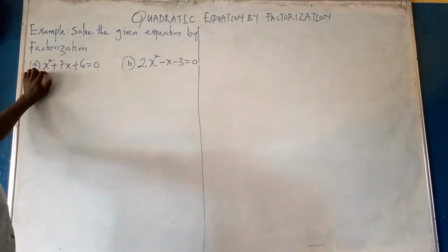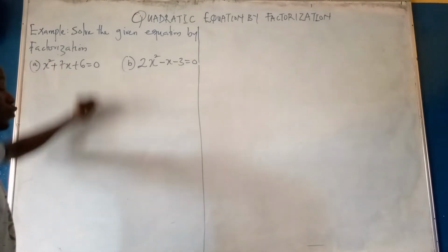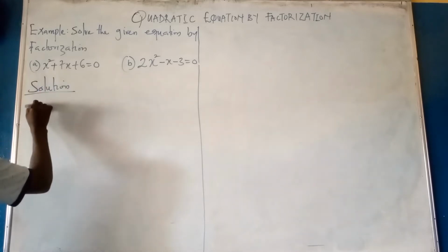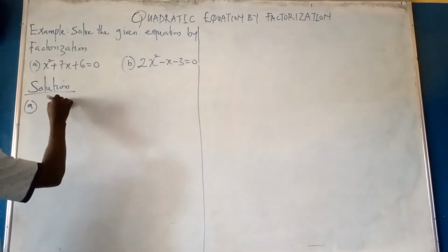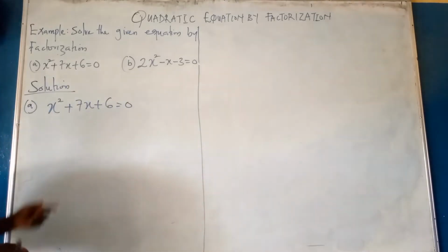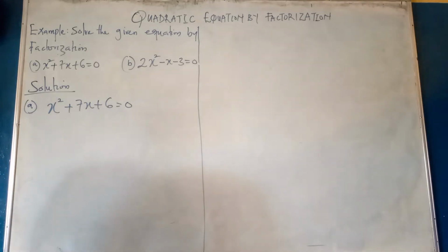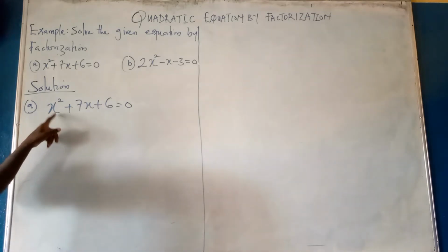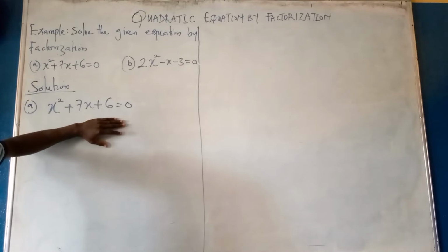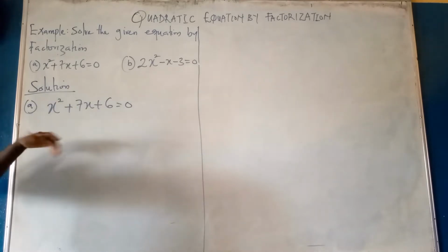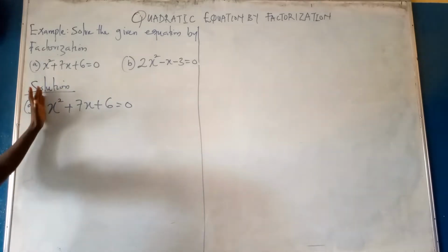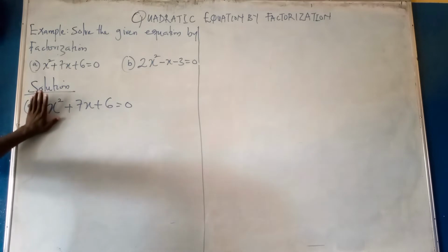The first one is x squared plus 7x plus 6 equals 0. This is a quadratic equation. And we already know that the coefficient of x squared here is unity, so we don't have any problem with this equation. In using the factorization method of a quadratic equation, we have to consider that the value here is unity, so we don't have any problem here.